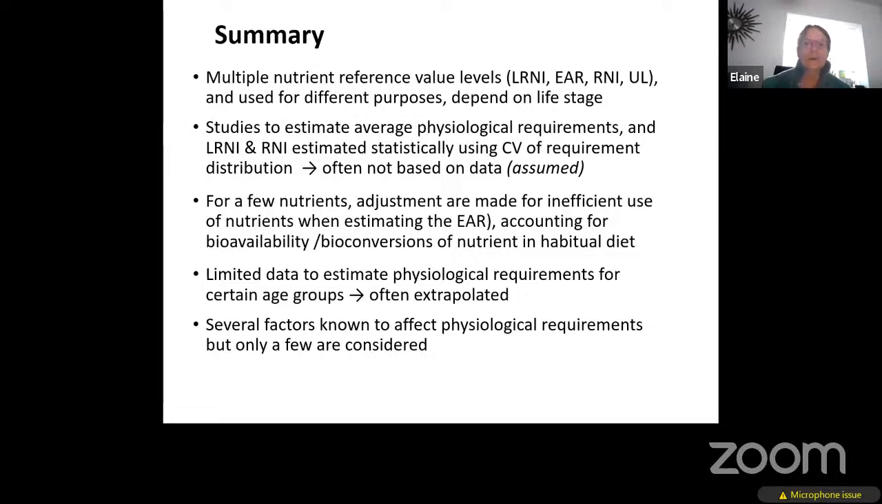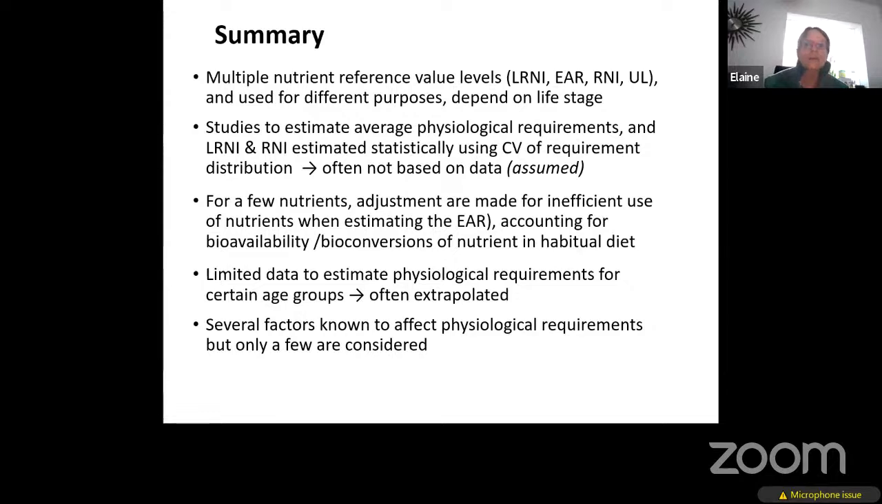The estimated average requirement, and that's the amount that 50% of the population will be meeting, but 50% would not. Their requirements would actually be higher. The recommended nutrient intake level, and that's where if you're consuming that amount, 95% of the population would meet their needs. And then the upper tolerable level, where if you were consuming that amount, you'd be at risk of an adverse effect because it's too high. And so they are used for different purposes, and they do depend on the life stage.